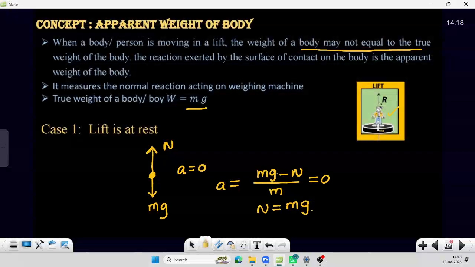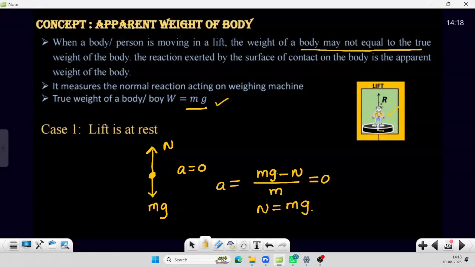So the actual weight of a body is how much now? Always this mg. But when the person is inside the lift, if the lift is moving up or down, the weight of the person may not be exactly mg. It may be more or less. So that weight is called the apparent weight. Understood what I am saying?